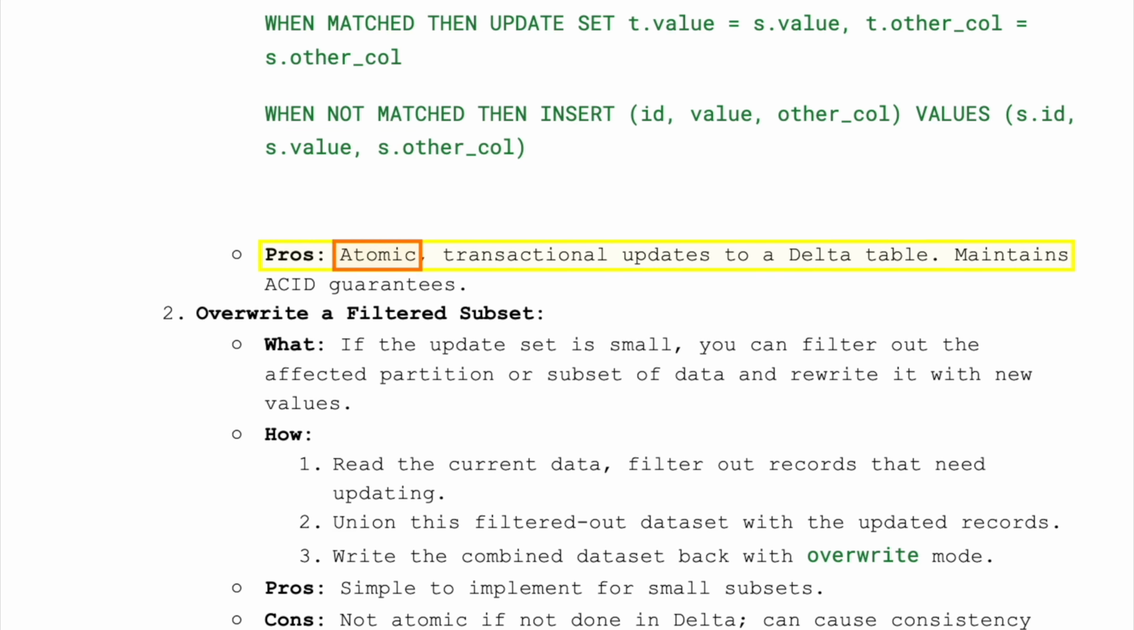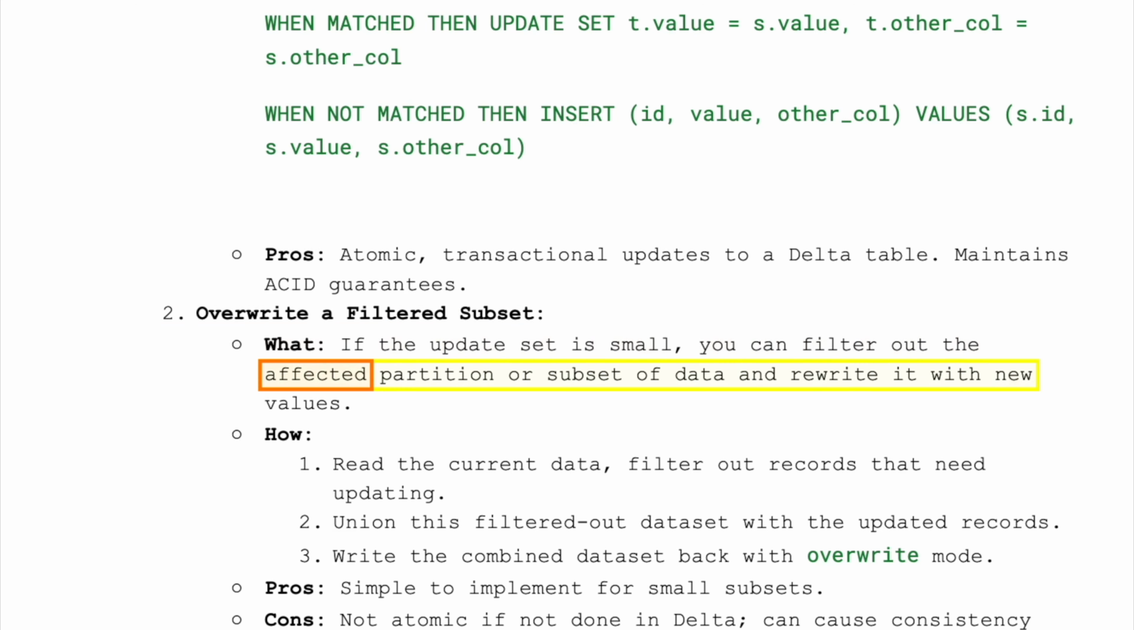Pros: atomic transactional updates to a Delta table, maintains ACID guarantees. 2. Overwrite a filtered subset. What? If the update set is small, you can filter out the affected partition or subset of data and rewrite it with new values. How?